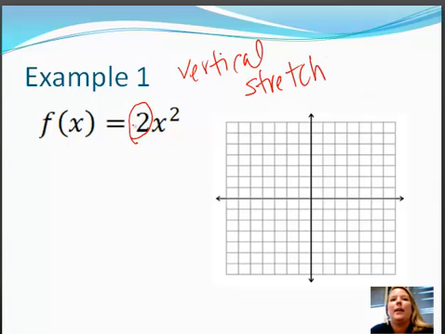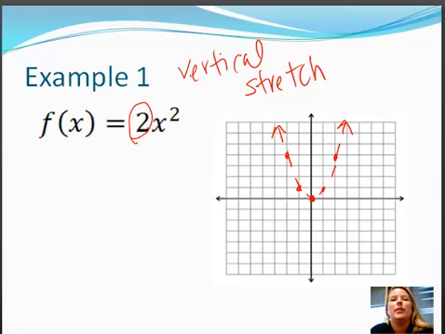So let's look at the parent function x squared. We have a point at 0, 0. We have a point at 1, 1 and negative 1, 1. We have a point at 2, 4 and negative 2, 4. So that's my parent function. I'm going to draw it dashed just like we did in class last week. Now I want to graph a stretch function.